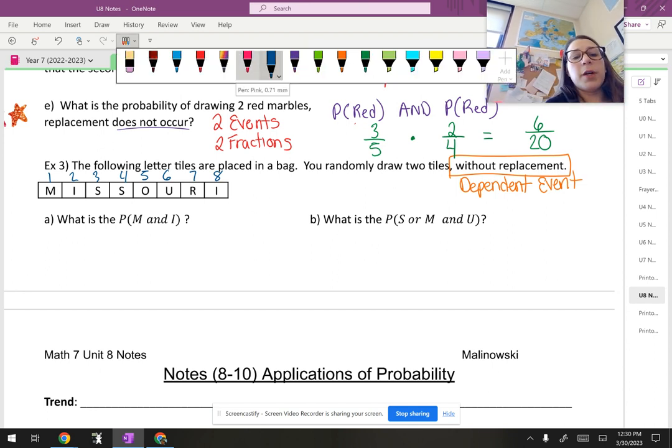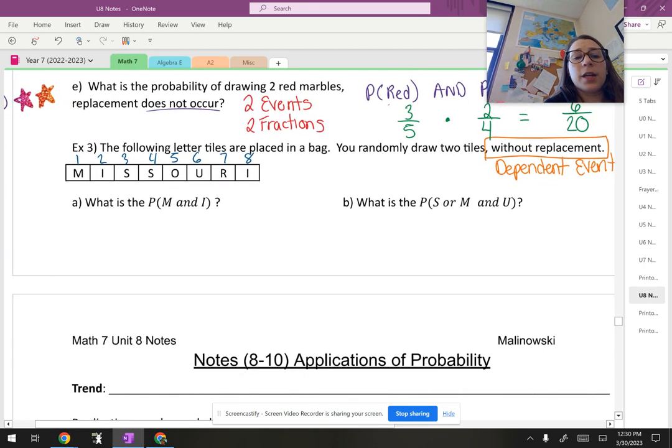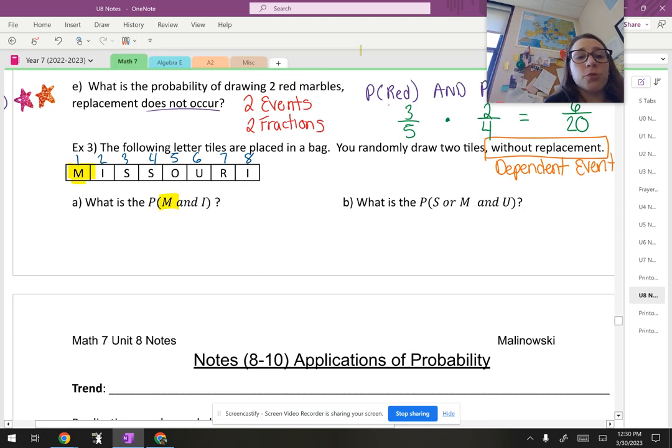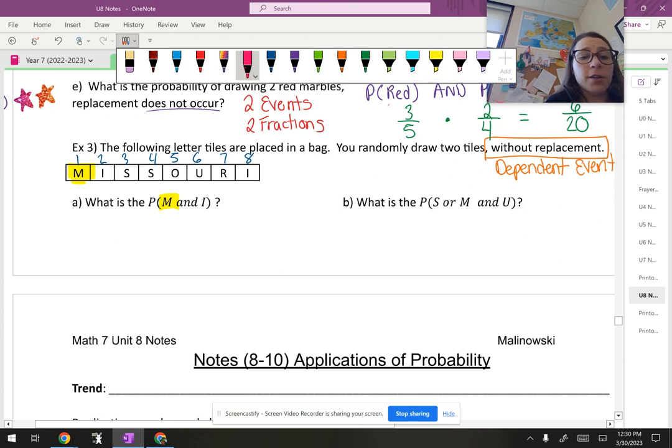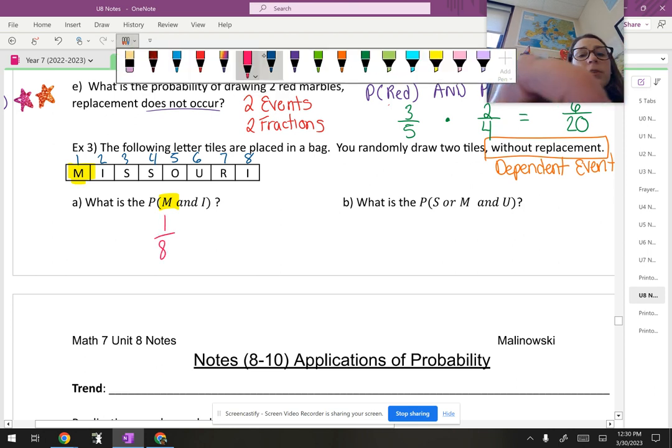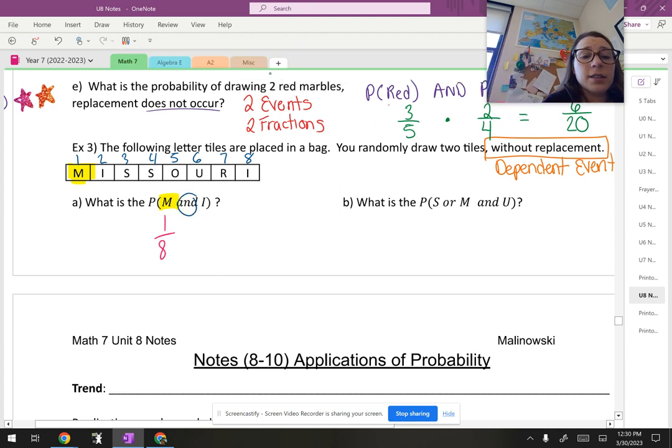What is the probability of picking an M and an I? So again, 2 events, 2 fractions. So the probability of picking an M. Well, there's 1 M out of 8 total, so that would be 1/8. And "and" tells me I need to be doing multiplication.